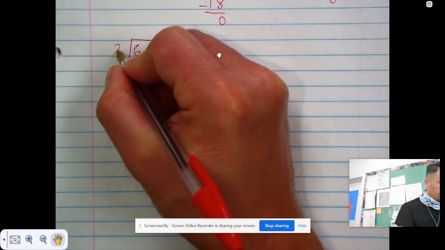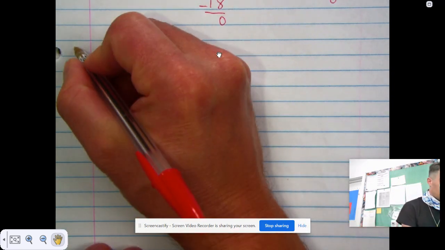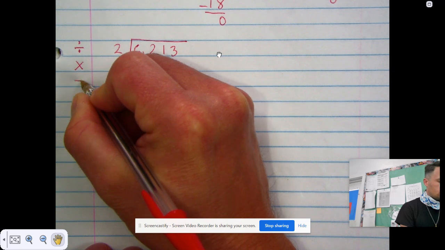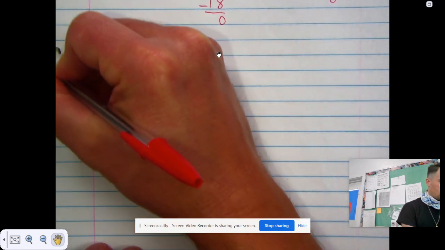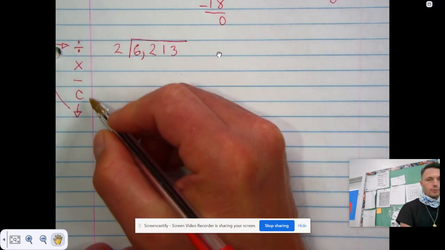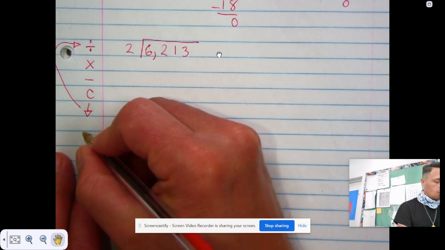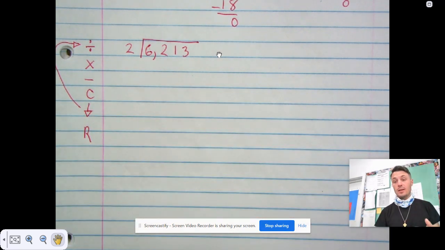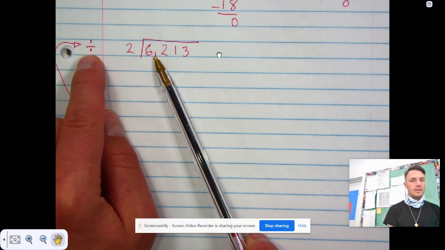6,213 divided by 2. Okay, and I'll rewrite the division steps. Divide, multiply, subtract, compare, bring down, go back to divide, cycle through these steps as many times as we can, and then write your remainder at the end when you can't bring down anything more. Okay, start with divide. We divide the 2 into the 6.